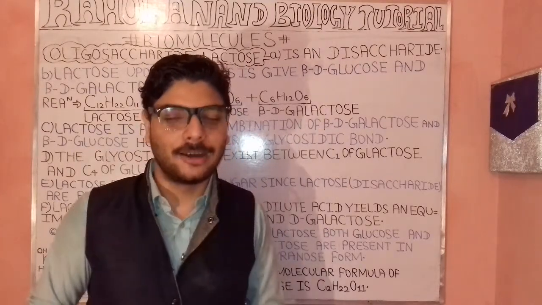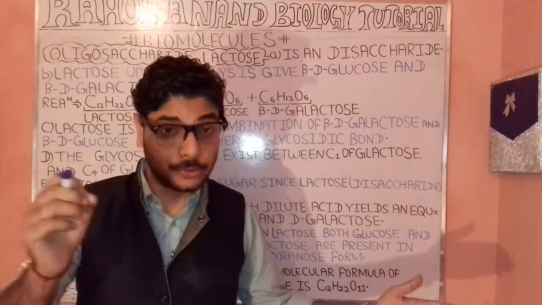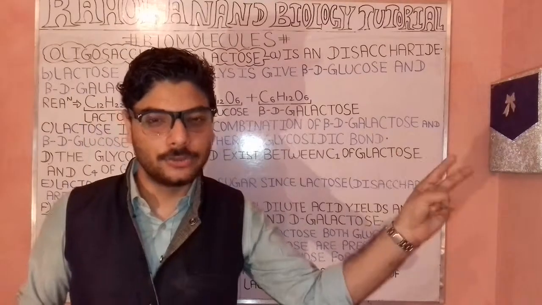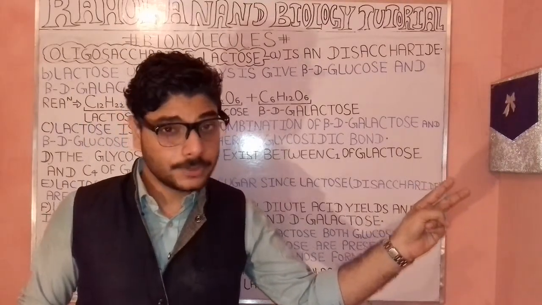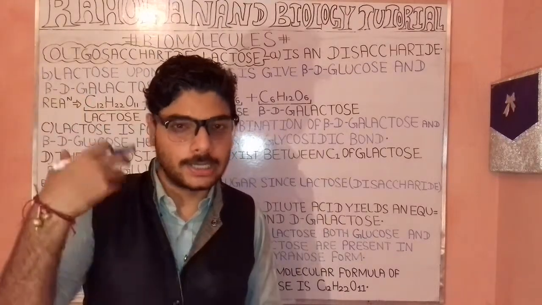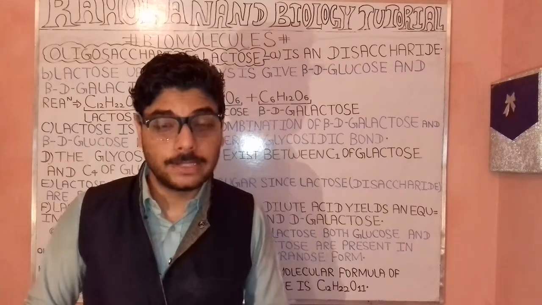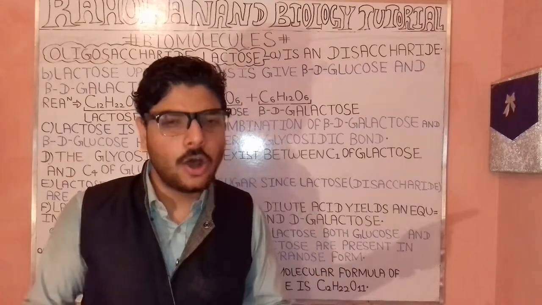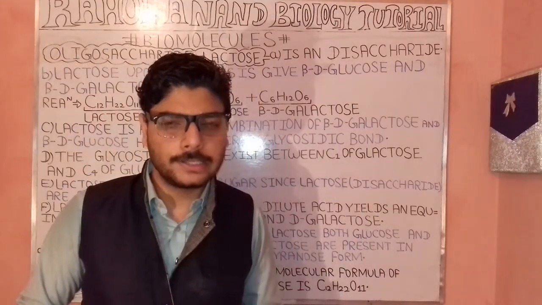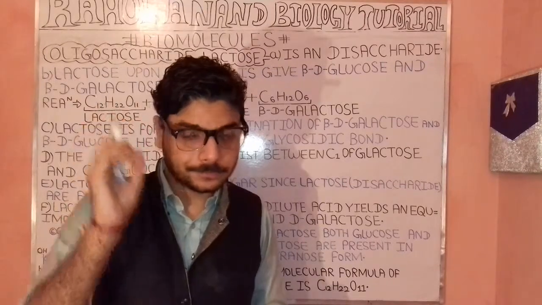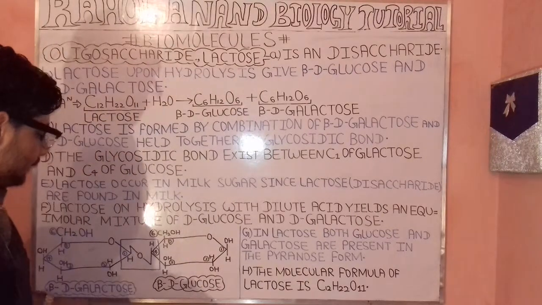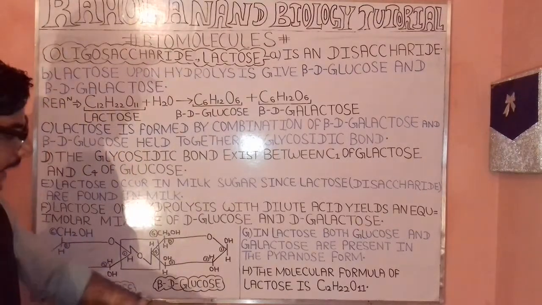When we are talking about the molecular formula of lactose, the molecular formula of lactose will be C12H22O11. You can also find here the structural representation, meaning how lactose, C12H22O11, is arranged, and how the glycosidic bond exists between beta-D-galactose and beta-D-glucose. So here is the beta-D-galactose, then again the beta-D-glucose.